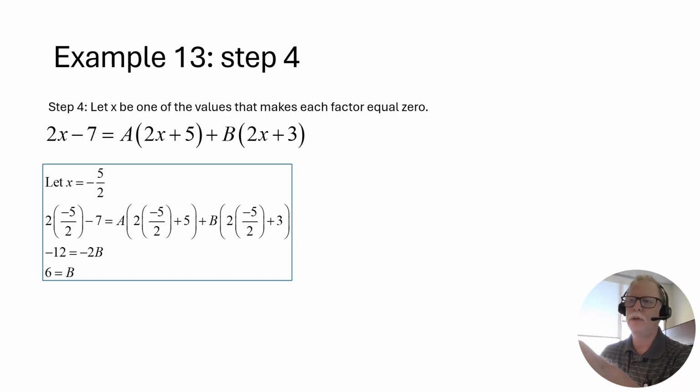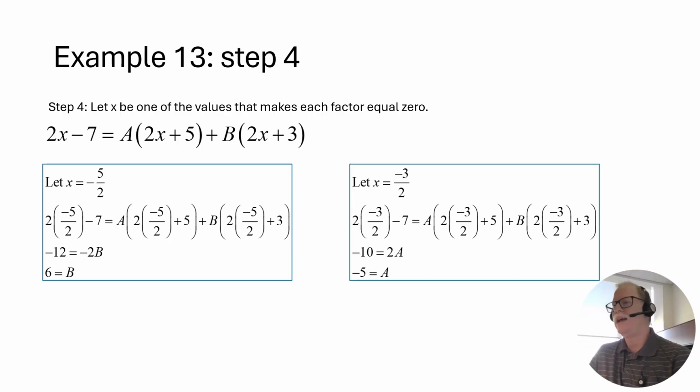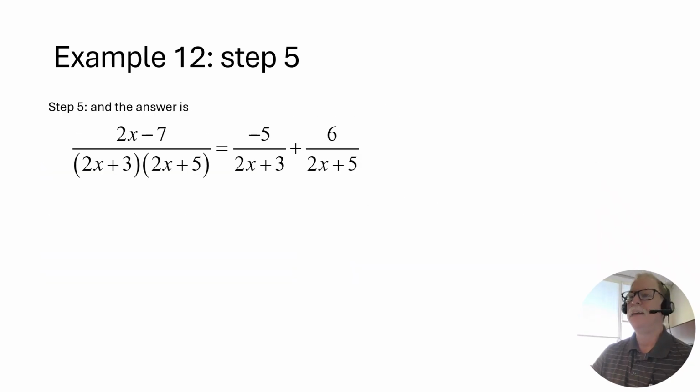That specific choice, x equals negative 5 over 2, is canceling the A, solve for B, repeat for the solve for A. So take the factor next to B, solve it. X is negative 3 over 2, plug it in, solve for A. And there is our answer, like that.